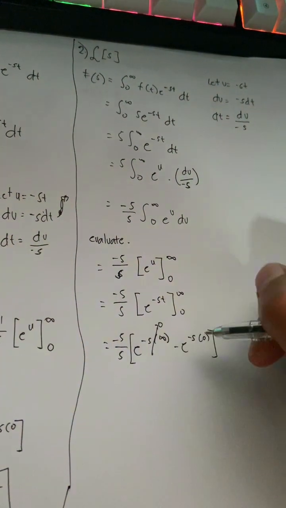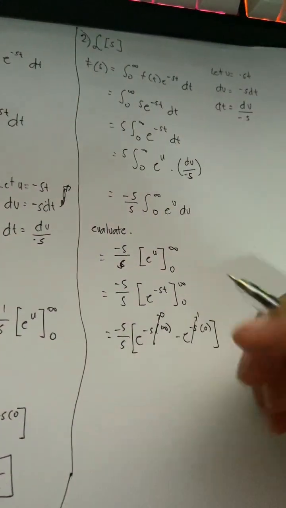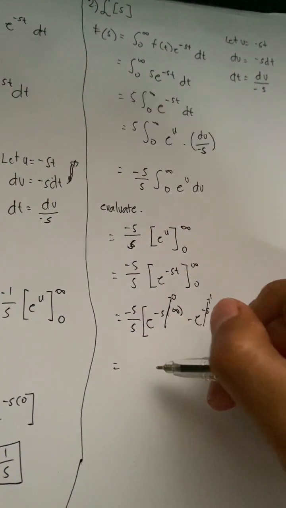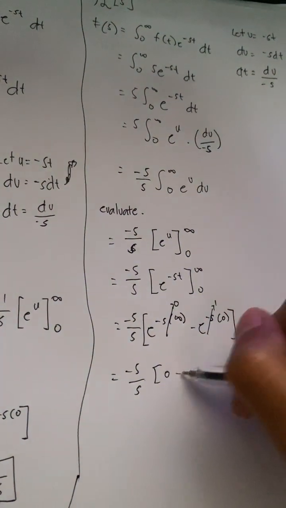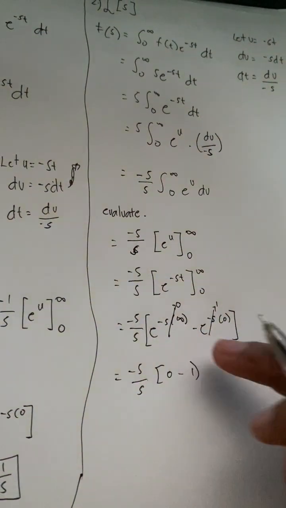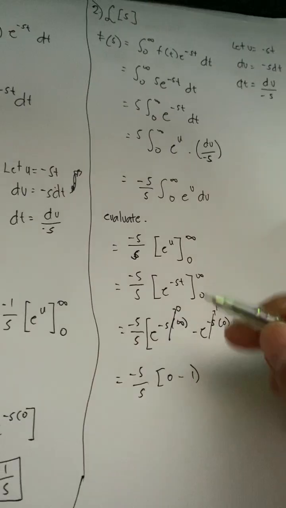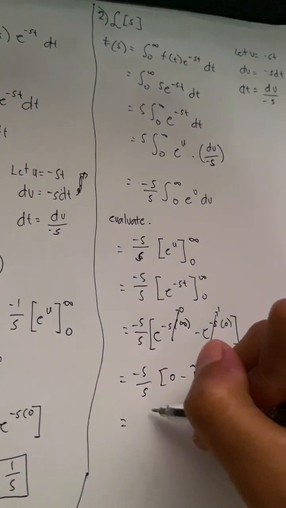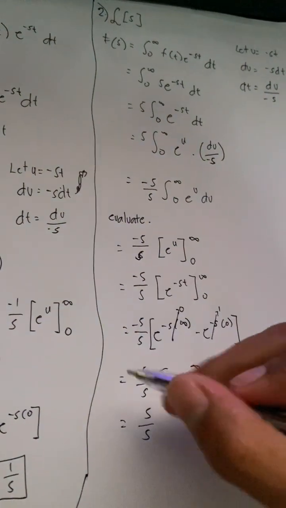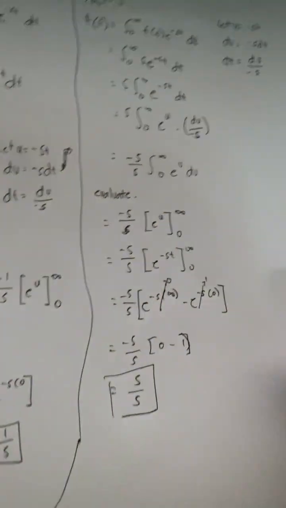So what will happen is we have negative 5 over s multiplied by 0 minus 1. This is e raised to 0, which is 1. So we have negative times negative 1, so that is equivalent to 5 over s. So simply, the Laplace transform of the constant 5 is 5 over s.